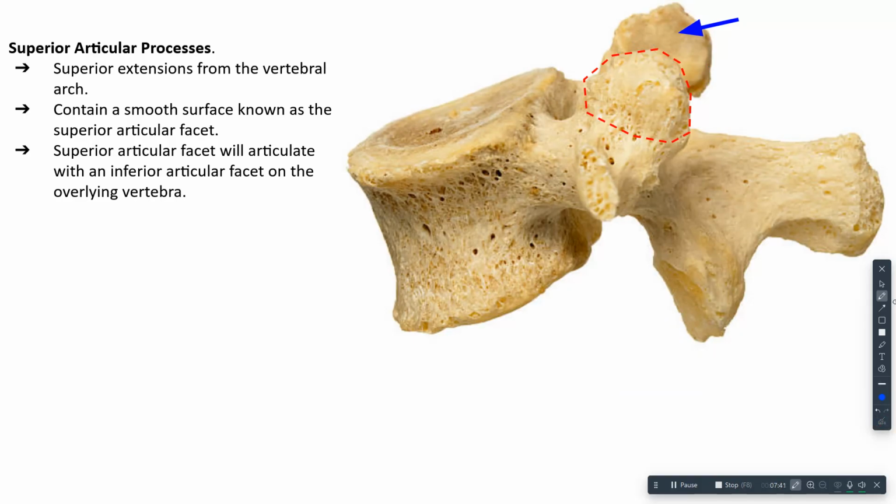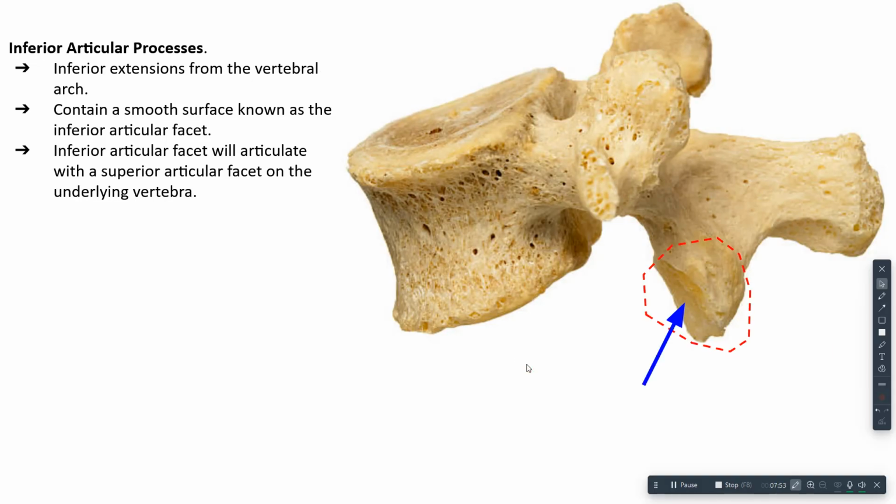Okay, so we got superior articular process going up, and there's a smooth region on it called the superior articular facet, and that's where we're going to articulate with the inferior version. So this is an inferior articular process down here. There is our inferior articular facet right there, and those are going to articulate. So the inferior is going to articulate with the superior above it.